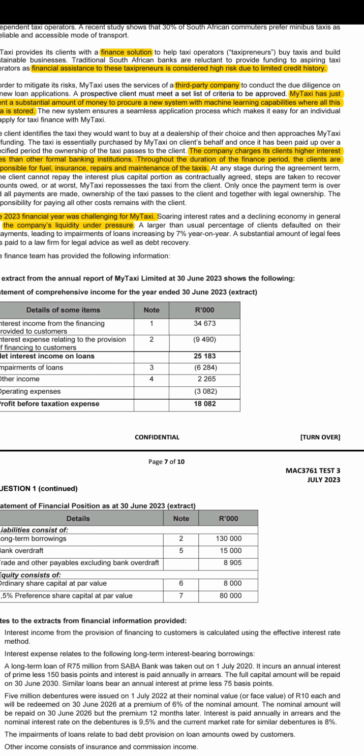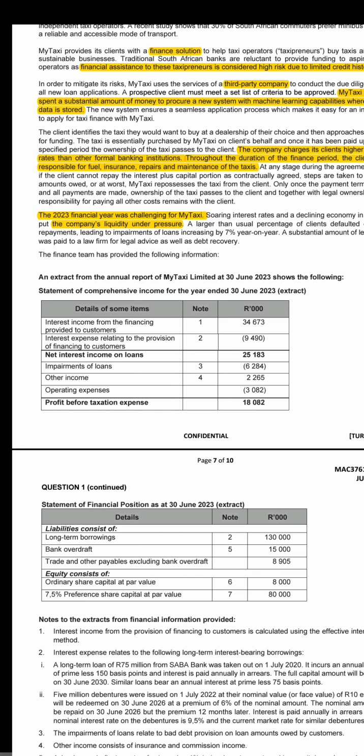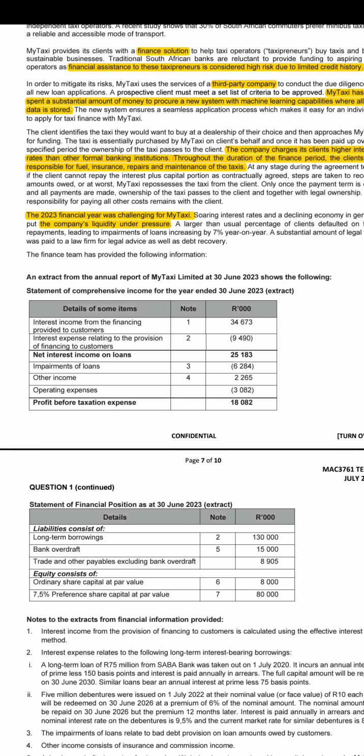And again, it's important to understand, what does this mean? It means that 7% more of our loans we've impaired this year compared to last year. The amount of write-offs this year would have increased by 7%. If we wrote off 100,000 Rand last year, we wrote off 107,000 this year. Okay, that's what it's telling us. And now a substantial amount of legal fees was paid to a law firm for legal advice as well as debt recovery. So as it is, we, My Taxi, are under financial strain.